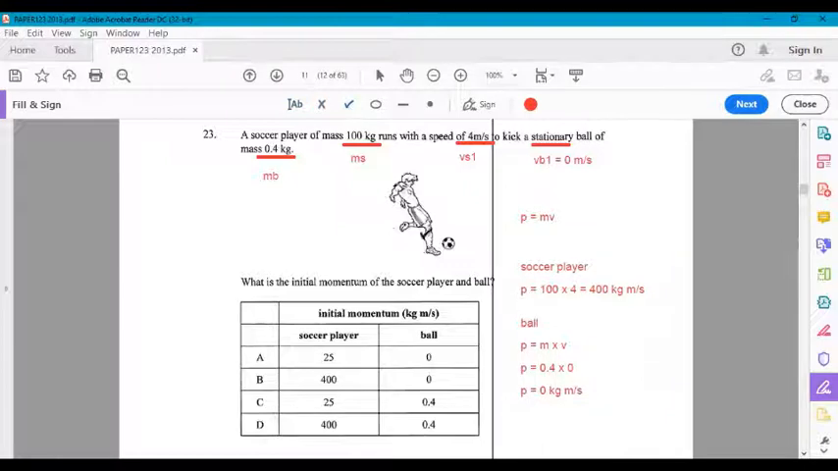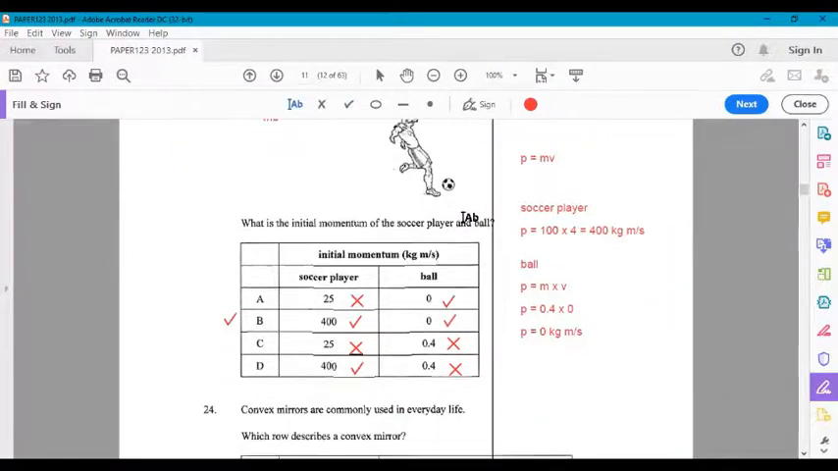So we're going to do our little check method here. We're looking for 400 kilogram meters per second for the soccer player. So that's correct, that's correct. This is not. And 0 for the ball. That's correct, that's correct. This is not. Where are 2 check marks? B. Right there. Okay? Good.